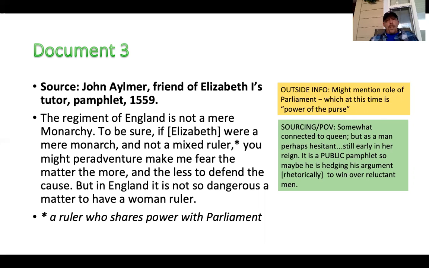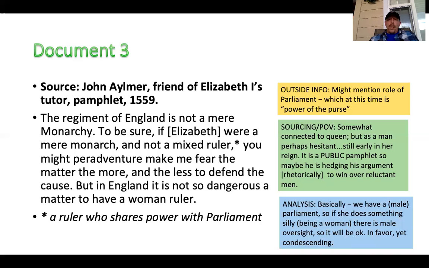You could say either he likes Elizabeth and he's just playing to a male audience, or he really believes that as a woman, she's not that great a choice, but it's okay because there's a parliament of men to watch her. It's an interesting question. It's a tricky little document. And I think it's kind of interesting because of that. Look for those subtleties. So in the analysis, basically, we have a male parliament. So if she does something silly, there's male oversight. So it's all going to be okay. So he's in favor, yet he's condescending. Okay, but in the sourcing, you can see there I wrote out, it kind of depends on whether he's playing a game here or whether you're just hearing his straight thoughts. Okay, that's an interesting document.